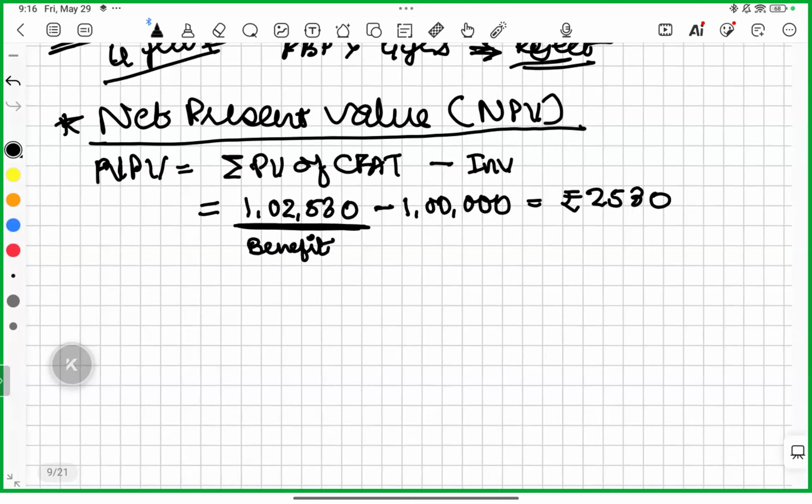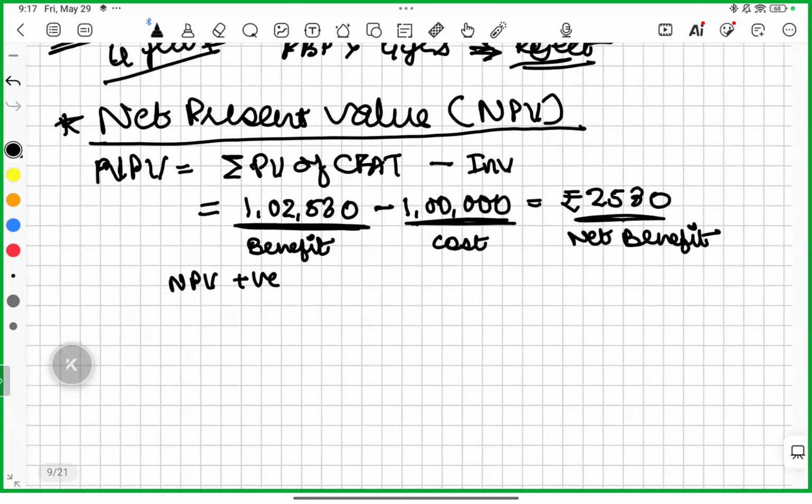Value of benefit is 1,02,530. Your cost is 1 lakh. So your net benefit to your shareholders is 2530. And what will you write now? Since NPV is positive, we will accept the project. Okay. So either you have to accept the project or reject the project. It is very important to write the decision. It will be carrying marks.